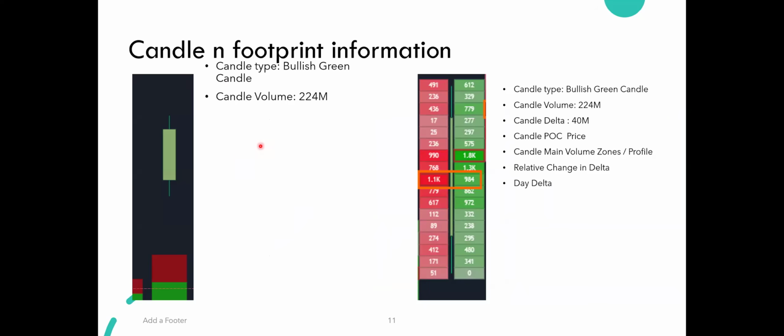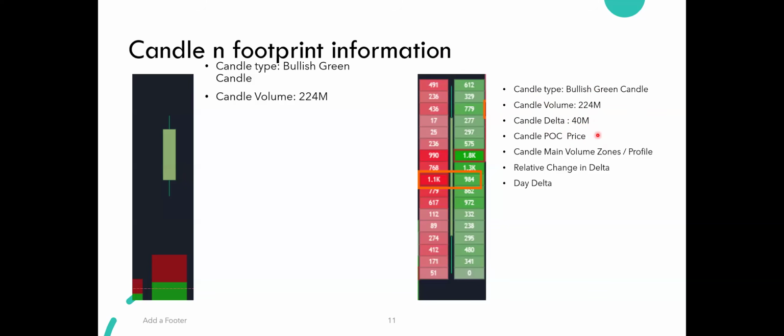I'll also show you some of the information that is available from this. Okay, if I look at the candlestick data, generally I'm seeing what the candle is: green or blue candle, red candle, and then probably the volume inside it, right? What this footprint, the same candle, additionally tells me is more: the volume, the candle type, the candle delta. Delta is what? It is the net of buyers minus sellers at this level. So net means total buyers minus total sellers. So in this case, there are 40 million more buyers in this candle than sellers.